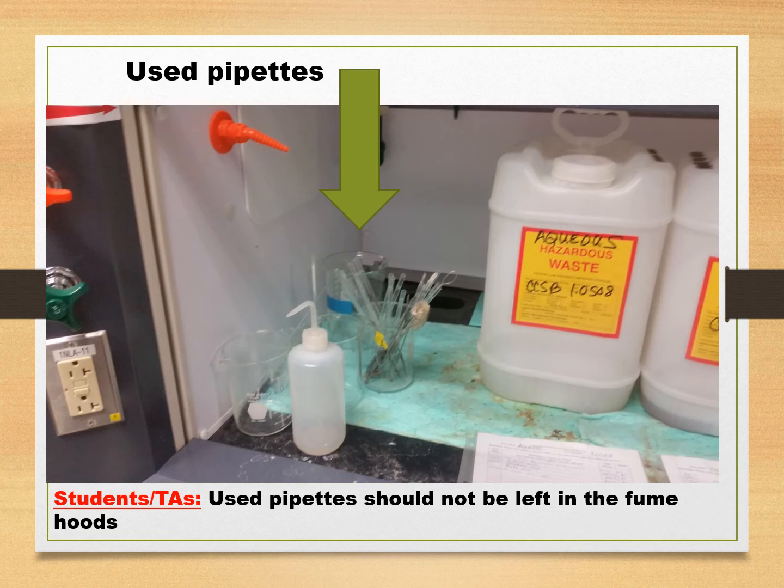Many experiments use pipettes to measure liquids or to transfer liquids. Normally we use them to transfer liquids, but you can also measure liquids through droplets when you are using a pipette. And if you use a pipette it means it's contaminated, and it should not be placed within the fume hood.